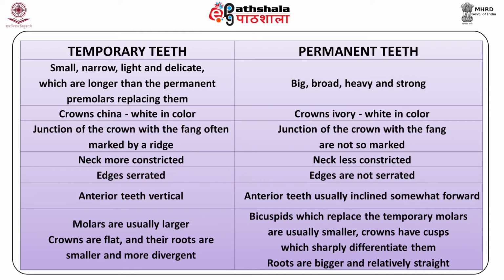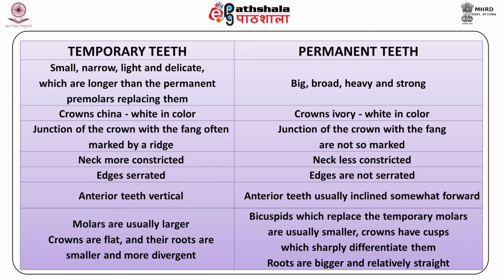In temporary teeth, the junction of the crown with the fang is often marked by ridges, whereas in permanent teeth the junction of the crown with the fangs is not so marked. In temporary teeth, the necks are more constricted, whereas in permanent ones the necks are less constricted. The edges are serrated in temporary teeth, whereas the edges are not serrated in permanent teeth.